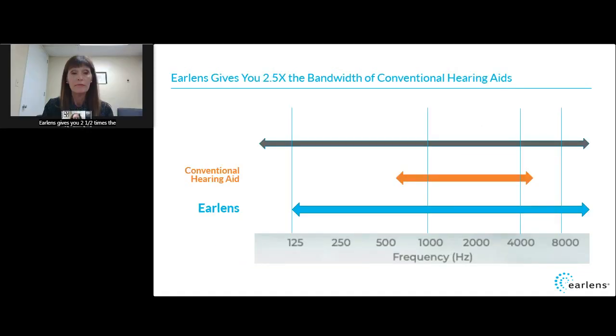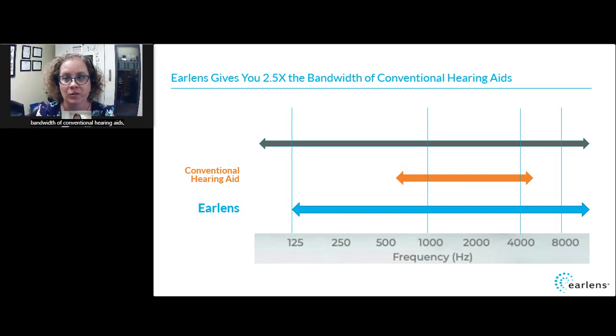Earlens gives you 2.5 times the bandwidth of conventional hearing aids, which is pretty significant. So as you can see on this graph here, speech ranges from 125 hertz to 8,000 hertz. Normal hearing has that full bandwidth and even more. A conventional hearing aid only is accessing about 500 to about 5,000 hertz or so, but the Earlens allows your brain to get more access to sound, which will then make sound more natural for you.